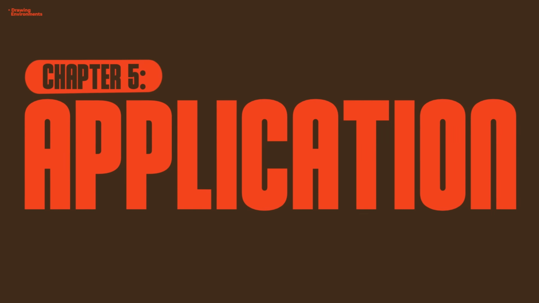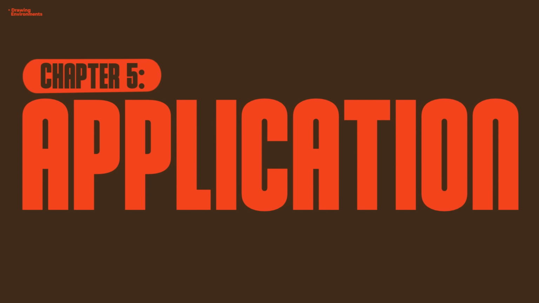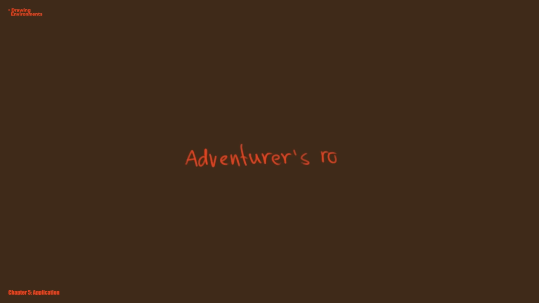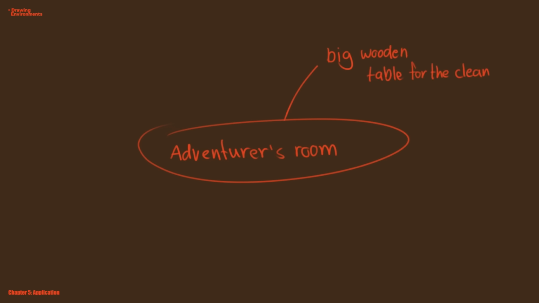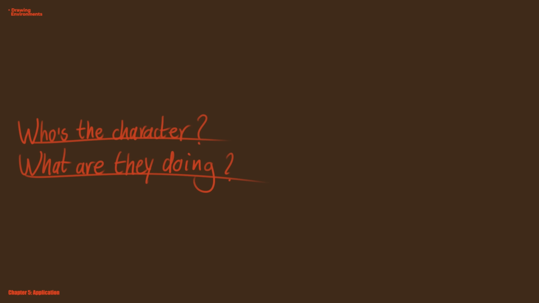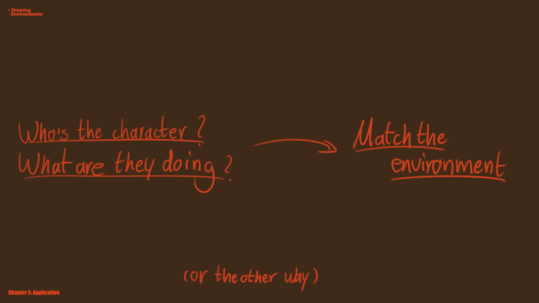So, let's put all of this into practice with one of my own drawings. For this piece, I wanted to draw Link from Zelda in his room cleaning his sword. I start by planning the environment. An adventurer's room filled with items like gear, potions, books, and maps. It's good here to be as detailed as possible. Again, ask yourself, who's the character and what are they doing? From there, you can match the environment.